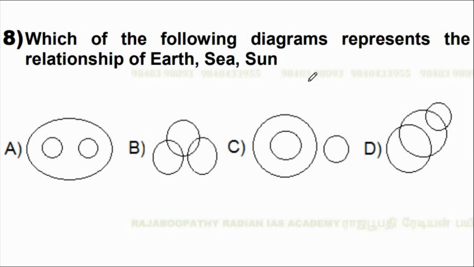Okay, next question. Which of the following diagrams represents the relationship of Earth, Sea, Sun? Answer this question. Earth, Sea and the Sun. We all know that sea appears on the Earth. Sun is different. So therefore this is similar to the previous questions. So therefore this is Earth, this is sea, this circle represents Sun. So therefore C is the answer. This is ditto, similar to the previous one, correct? Okay, next question.